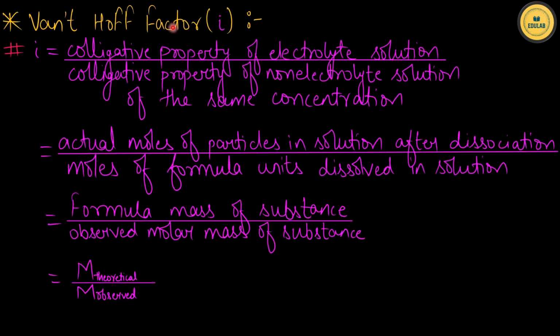Next one is the van't Hoff factor, which is denoted by small i, and i is equal to the colligative property of electrolyte solution upon the colligative property of non-electrolyte solution of the same concentration. It is also equal to actual moles of particles in solution after dissociation upon moles of formula units dissolved in solution, and also equal to formula mass of substance upon observed molar mass of substance, or theoretical molar mass upon observed molar mass.